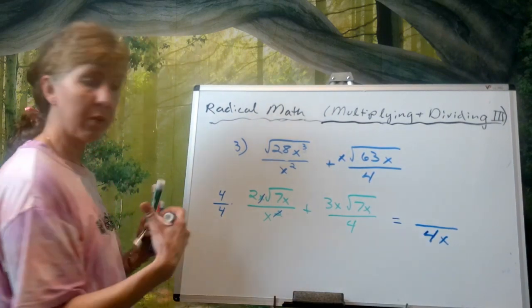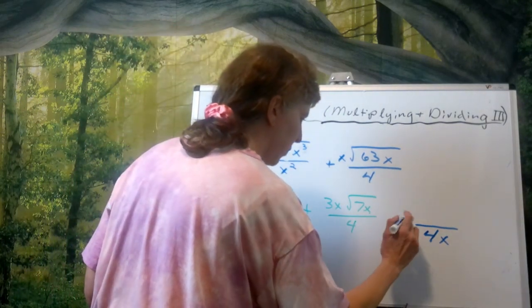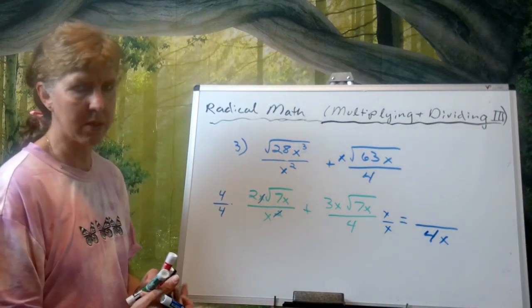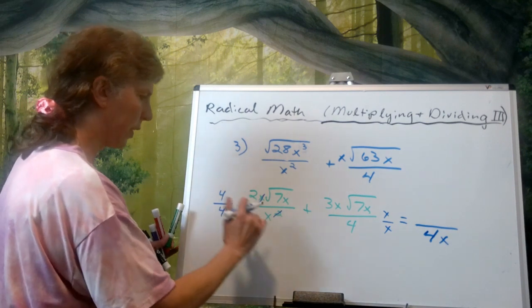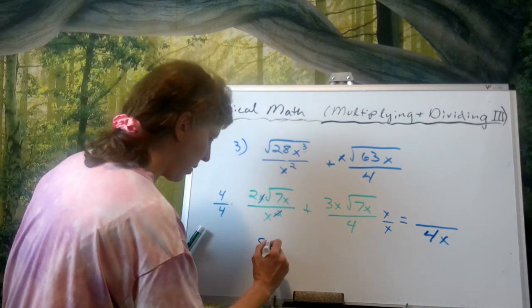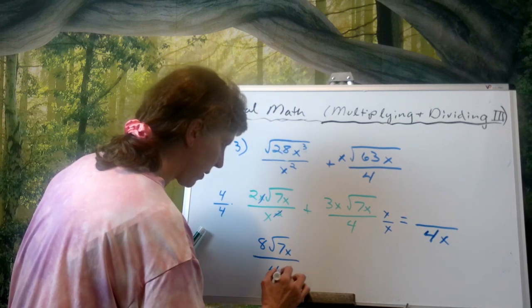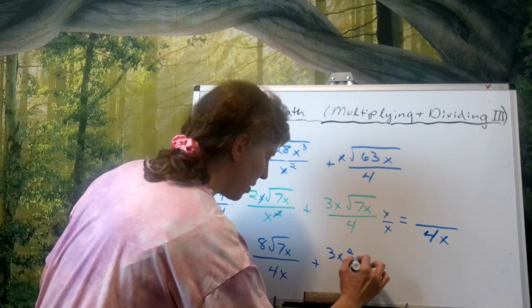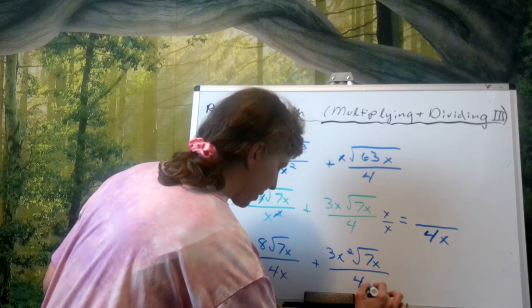by 4 over 4, which is 1. And I'm going to multiply this one, just move it over a bit, by x over x. Again, I'm assuming x is not 0. All right, what does that do? Over here, I end up with 8 root 7x over 4x. And here I have 3x squared root 7x over 4x.